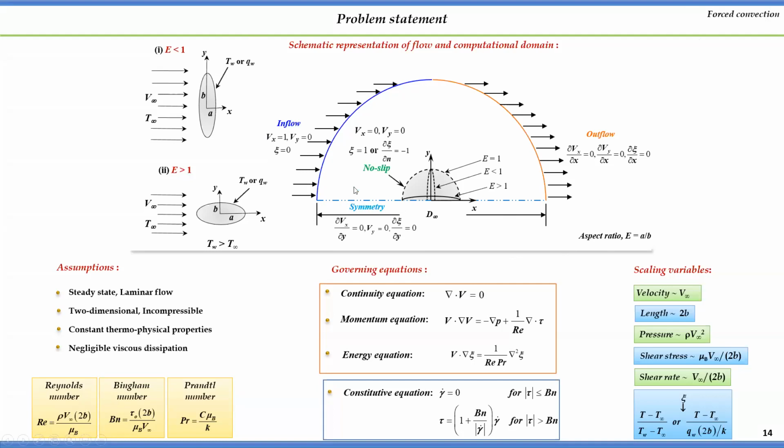Why symmetry? Because we are considering steady state laminar flow, and whatever the ranges of these parameters Reynolds, Bingham and Prandtl we are considering for our study, over this range of parameters our flow will be symmetric. So whatever you are able to see on the upper half, the same phenomena you are able to observe in the lower half.